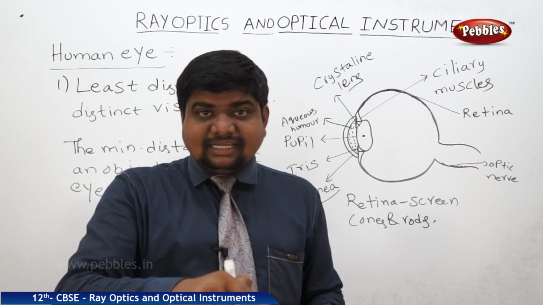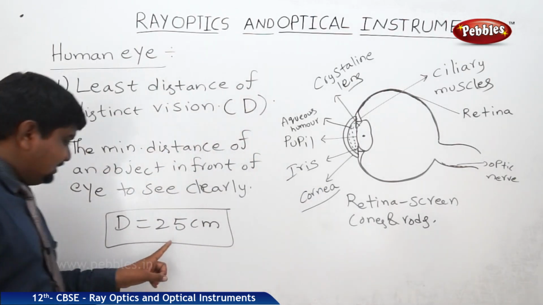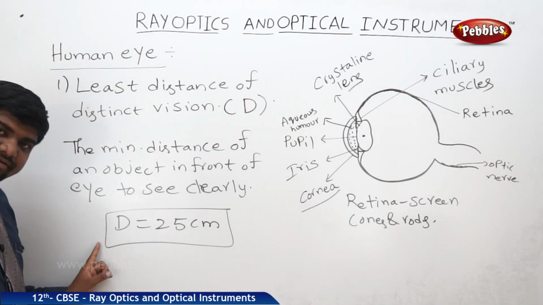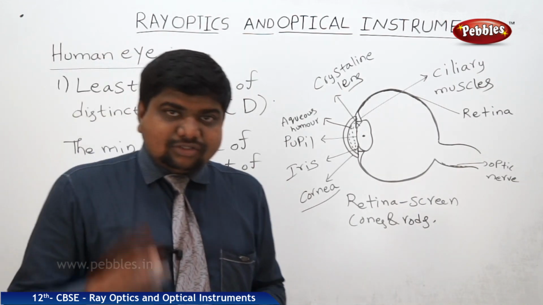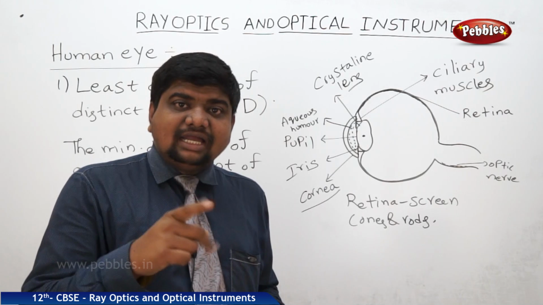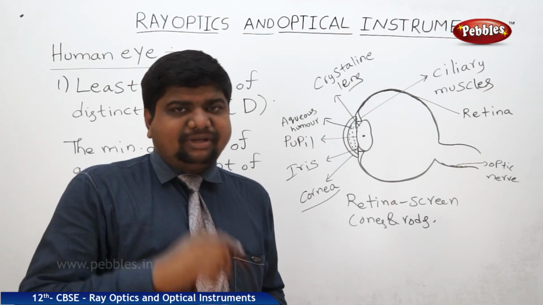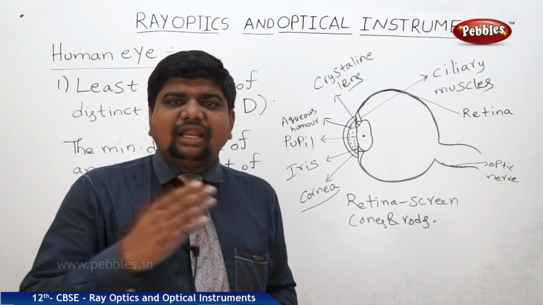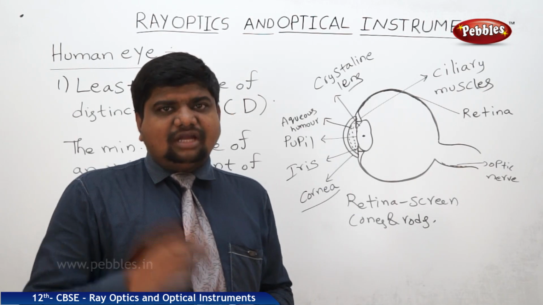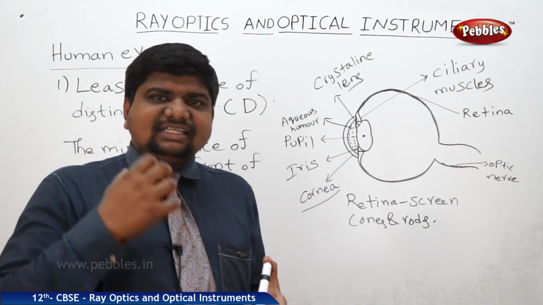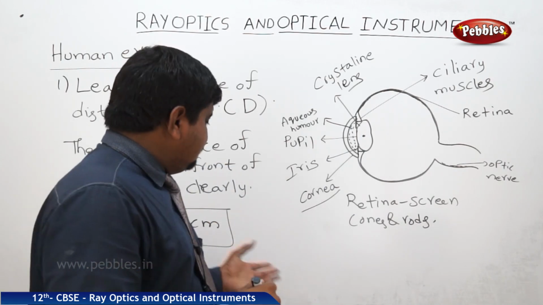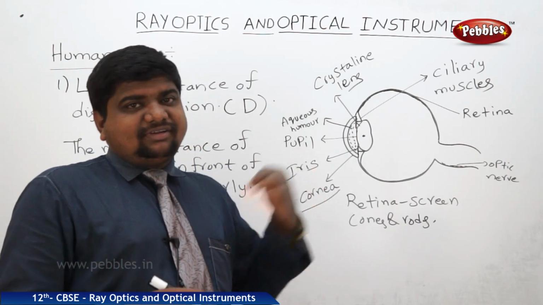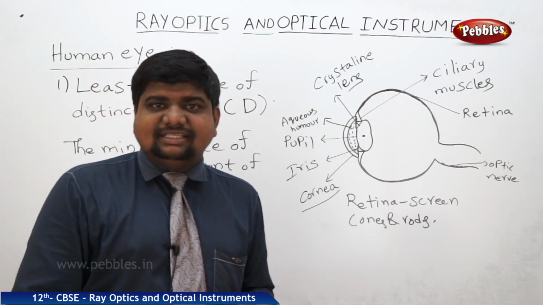These eye defects are classified based on this distance. Less than 25, one eye defect; greater than 25, another eye defect. So those eye defects are myopia, hypermetropia, presbyopia, astigmatism, and like that. So what are these eye defects and how can we arrange the remedies for them? It will be like this.